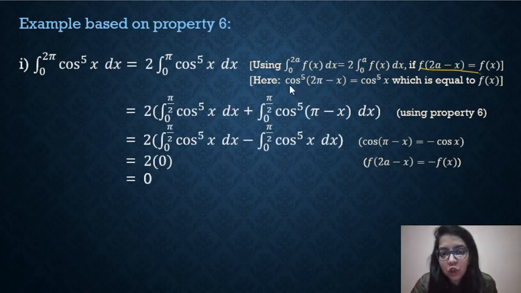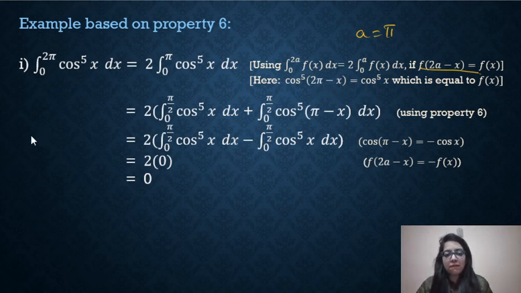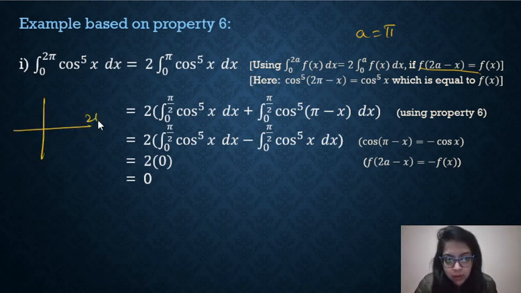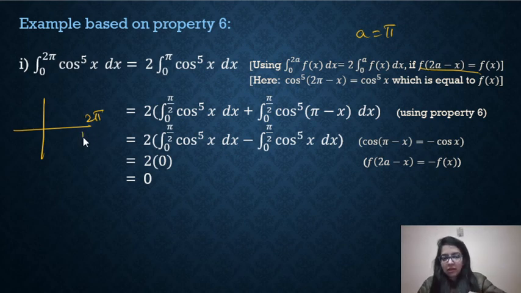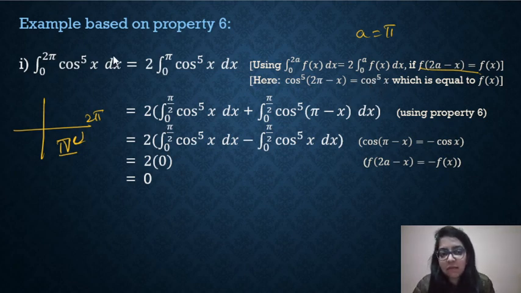That is cos to the power 5 of (2 pi minus x), and here 2a is 2 pi, so a is equal to pi. So I have just substituted 2 pi minus x, and now I know that the angle 2 pi minus x must be in the fourth quadrant, and we all know that cos is positive in the fourth quadrant, and with 2 pi we never change the trigonometric function, so it is cos to the power 5 x. Okay, so that is the same as the function given to us. So yes, the integral from 0 to 2a of f(x) dx is equal to 2 times the integral from 0 to a of f(x) dx.